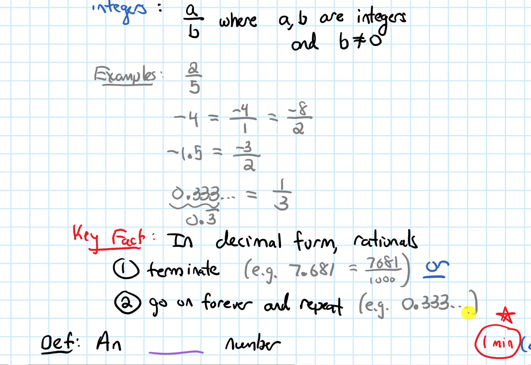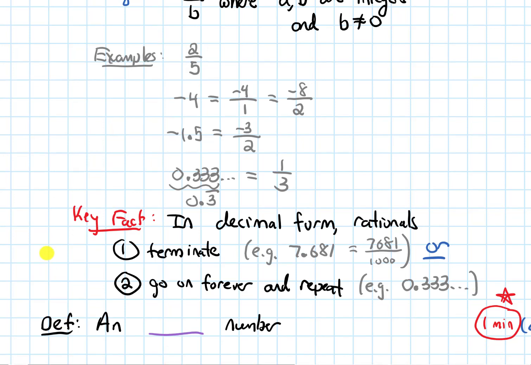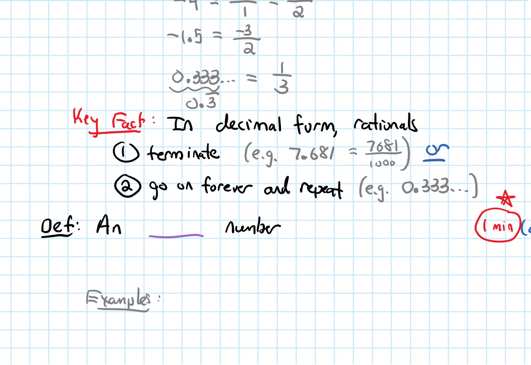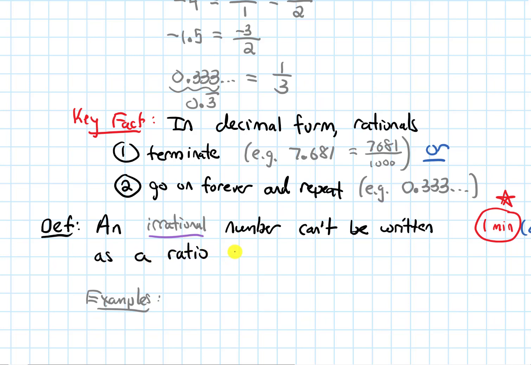Alrighty, so let's talk next about irrational numbers. Let's give a definition first. An irrational number cannot be written as a ratio of integers. In other words, it is not rational. So let's give some examples of these.